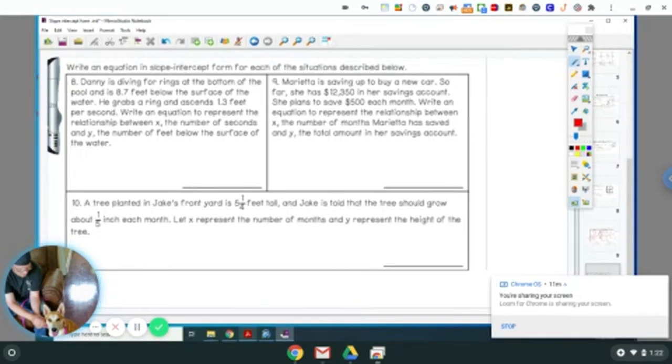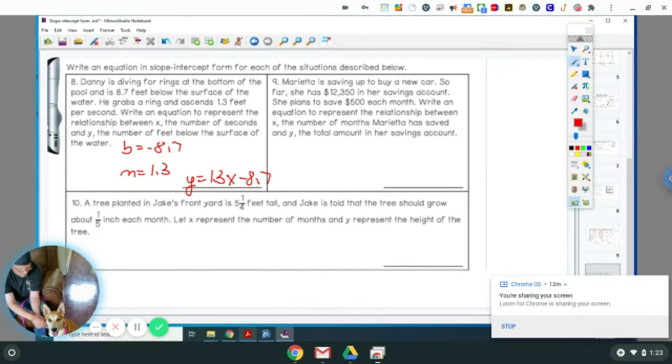All right, so now these are some more word problems. It says Danny is diving for rings at the bottom of a pool and is 8.7 feet below the surface of the water. He begins an ascent, which means to go up, 1.3 feet per second. Write an equation to represent the relationship between x and y. My b will be negative 8.7 because that's where he's starting, at the bottom of the pool. His slope is adding 1.3 feet per second. So your equation will be y is equal to 1.3x minus 8.7.